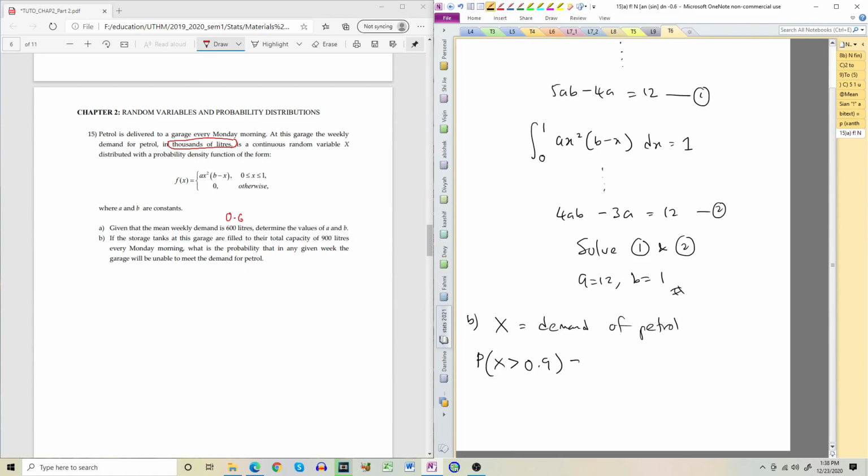If you do this, of course, how do I get 12? Because a is 12 and b is 1. So you replace them again. You get this one, and your answer should be 0.0523.